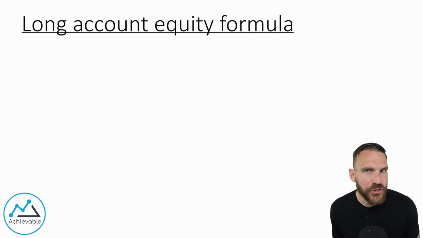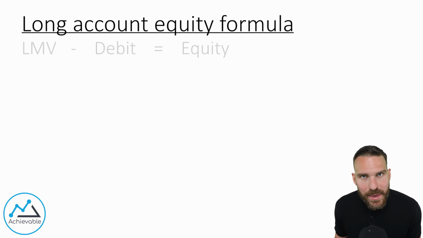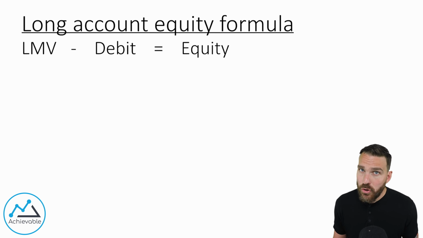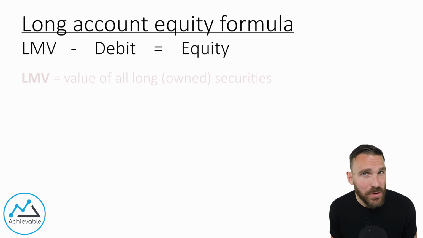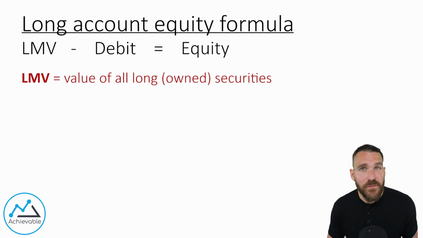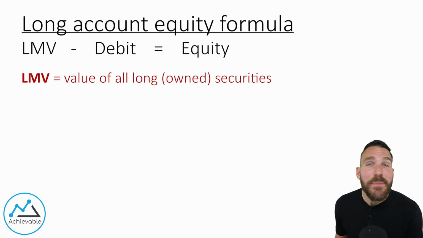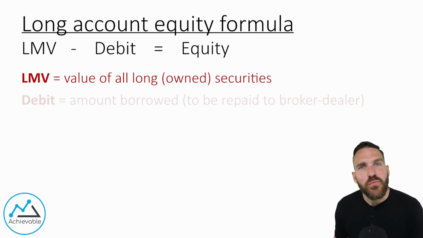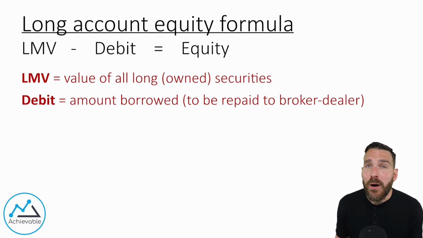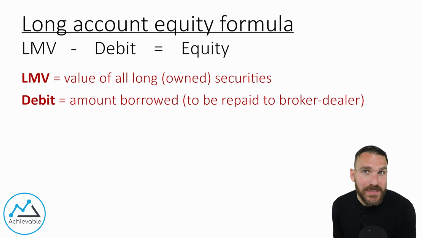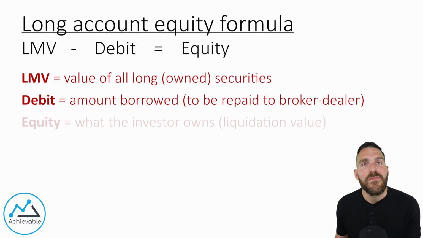A person can determine their equity in a long account by taking first their long market value. A lot of times we just call that LMV. That is just the value of all the stocks and securities in the portfolio. We then subtract the debit balance of the account. The debit balance represents what the investor borrowed from the broker dealer. So it's basically money that they owe and will have to pay at some point in the future. Once we subtract those two numbers, LMV minus the debit, we have an investor's equity.